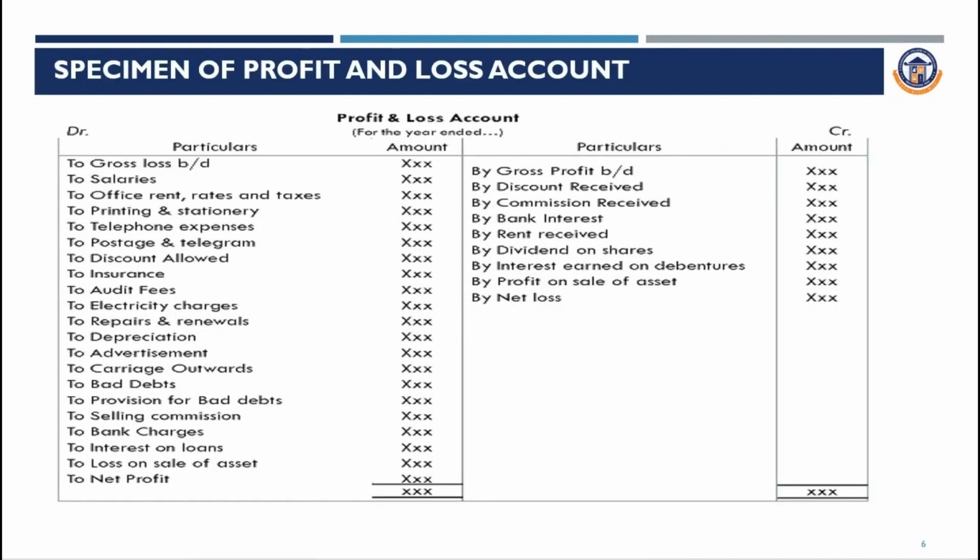Let's discuss the specimen of the profit and loss account. First, we bring forward the gross loss on the debit side. If it is a gross profit, it is brought down to the credit side. These are examples of indirect expenses mentioned on the debit side, that is, the left side in the slide, and indirect incomes are mentioned on the right side, that is, the credit side. This is the profit and loss account specimen.